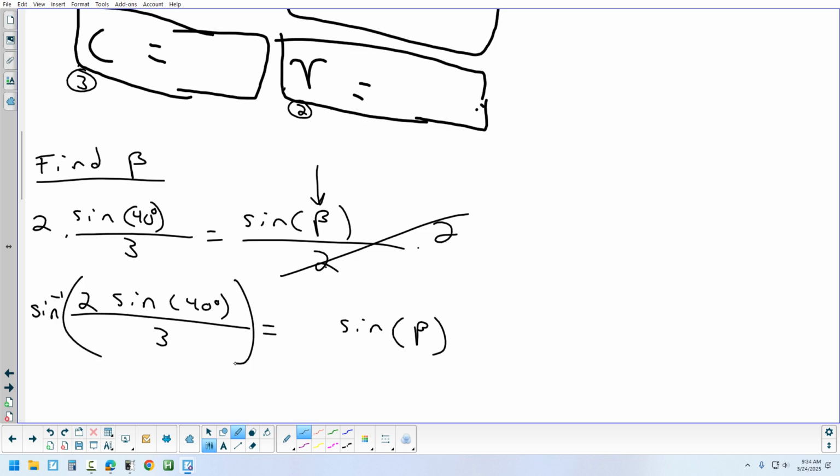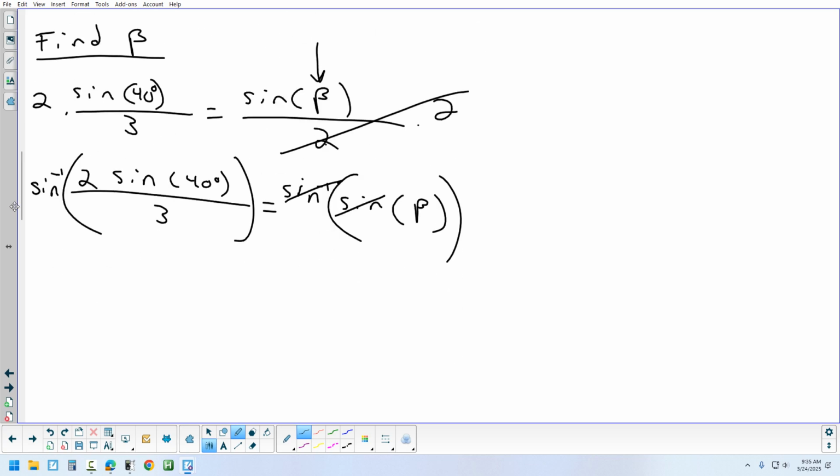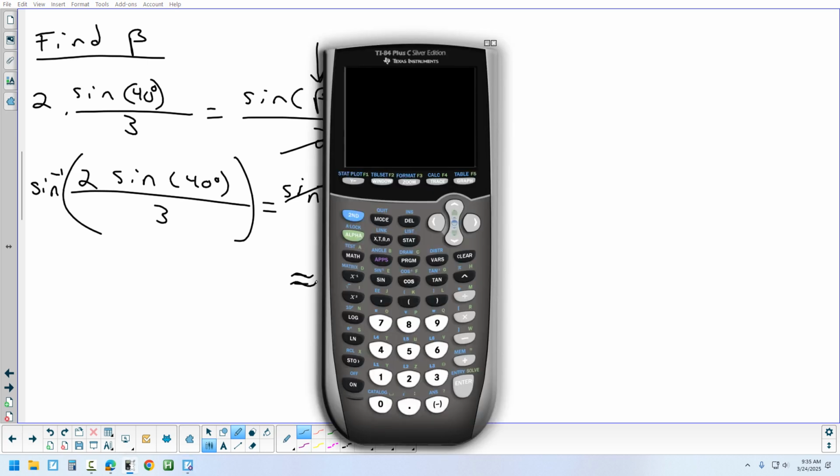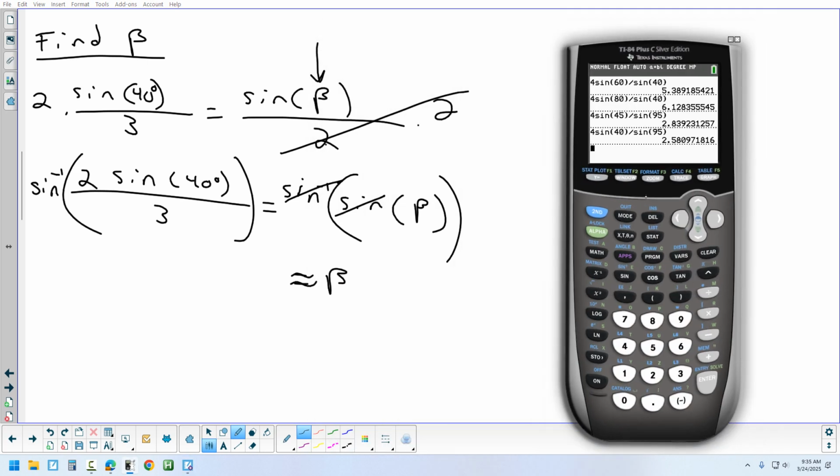So you're going to type all of that in on the left. And what happens when you take the inverse sine of what's on the right? The inverse sine and the regular sine cancel. What's left on the right? Beta. And that's exactly what we want. So now we need to type that in. Don't try to cancel anything on the left. Just type the whole thing in just the way you see it. So we got second inverse sine.